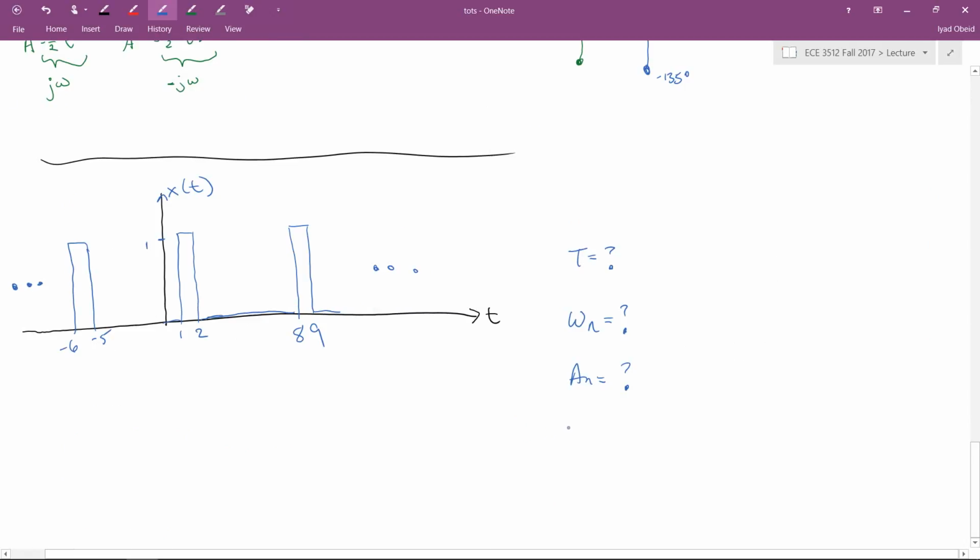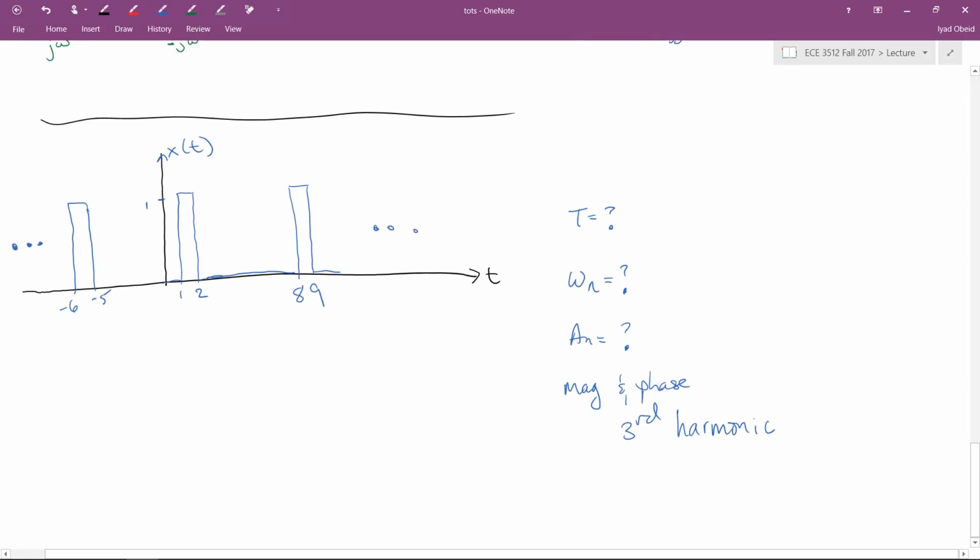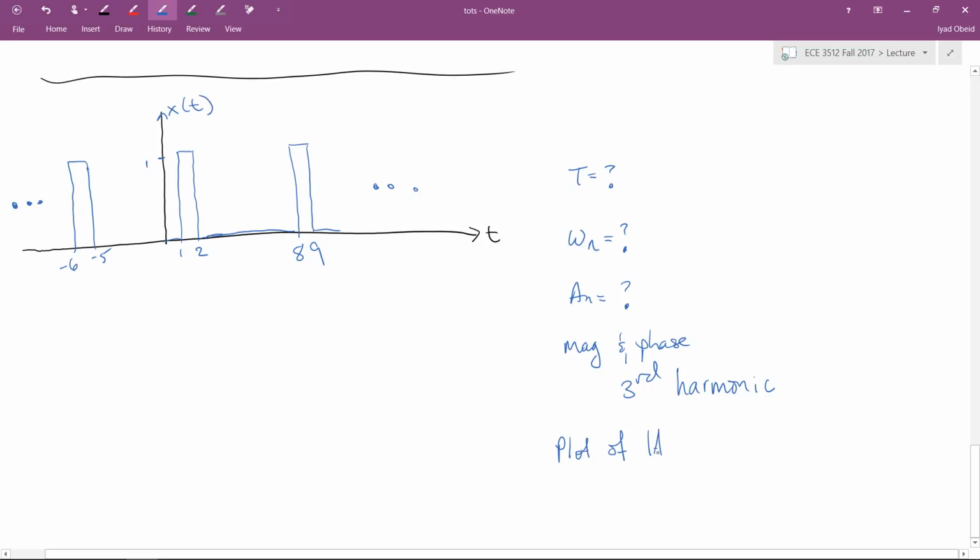Give me the magnitude and the phase for the third harmonic. Make sure you can get the numerical values for that. And then finally, can you create a plot of the magnitude of A versus frequency and the angle of A versus frequency? If you can do all those things, recitation should be a breeze for you, and you'll have a really good understanding of all these things.